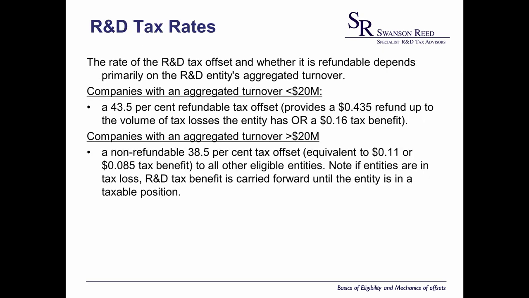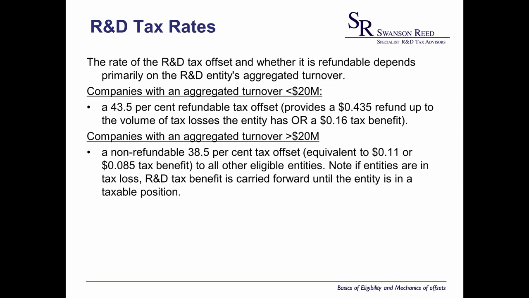Once it is established that activity is being conducted by an eligible entity, the rate of the R&D tax offset and whether it is refundable as cash depends on the R&D entity's aggregated turnover. Companies with an aggregated turnover less than 20 million receive a 43.5% refundable tax offset. This provides a 43.5% refund up to the volume of tax losses the entity has, or a 16-cent permanent tax benefit where there are no tax losses.